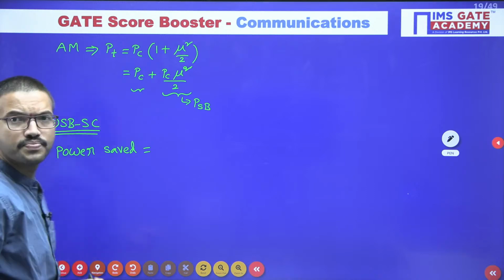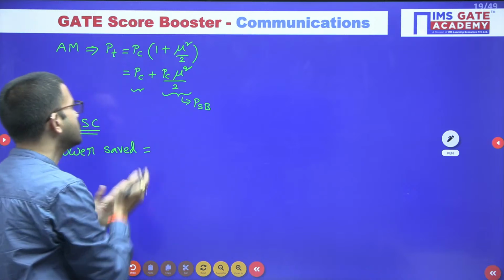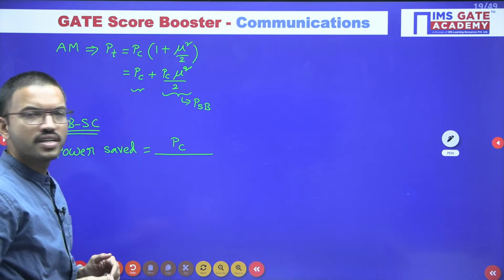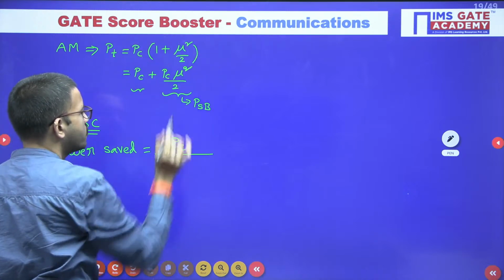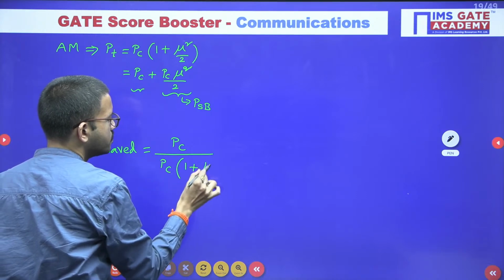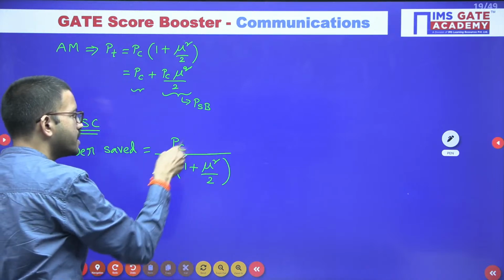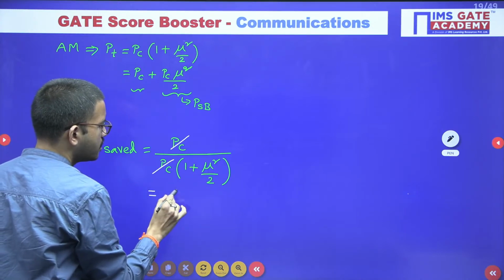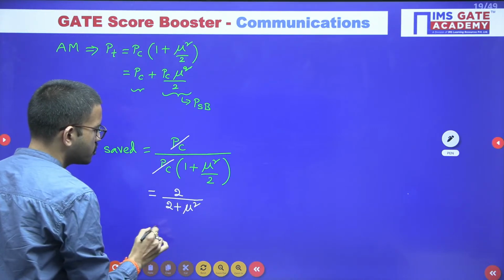Here we are giving the total power to both the sidebands. That means this much power we have saved. So the carrier power will come into the numerator, and now we have to compare with the AM signal. That means regarding the AM signal, this much power is required, so the expression is PC into 1 plus mu square by 2. Here PC will get cancelled. Just do the simplification. Here you will get 2 divided by 2 plus mu square.